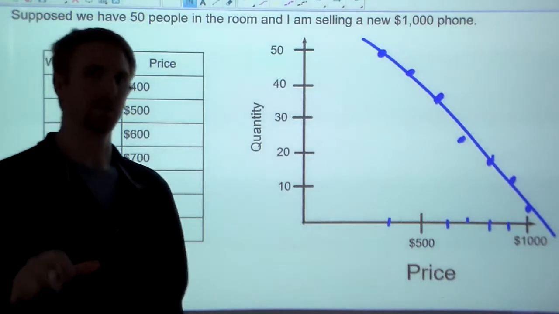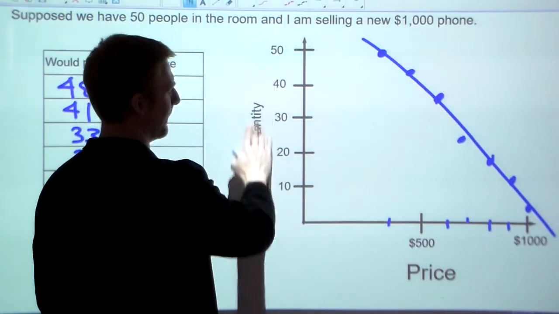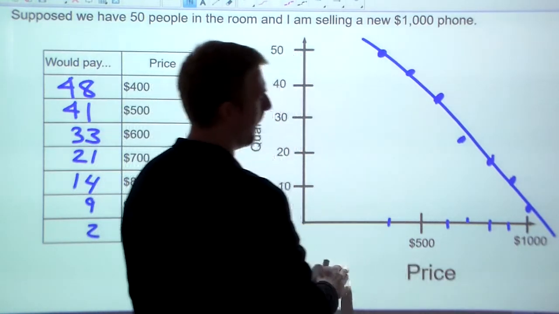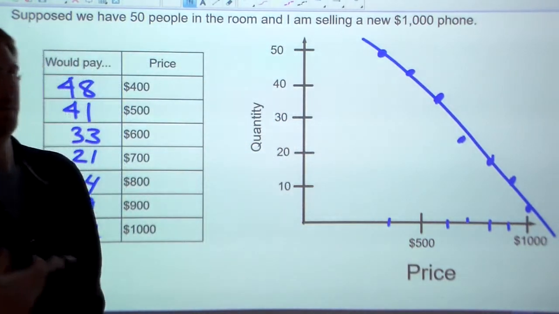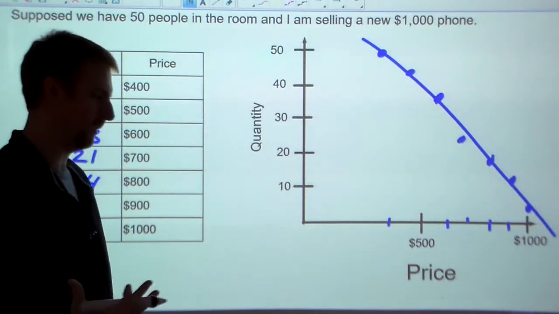A couple key things before I move on. On the graph, I've labeled the y-axis quantity, the x-axis is price. Quantity is simply how many people are willing to pay this amount. And of course, price is the dollar amount.